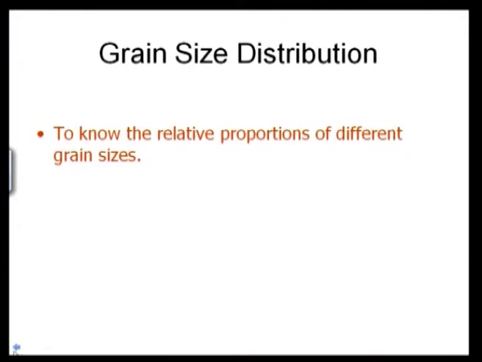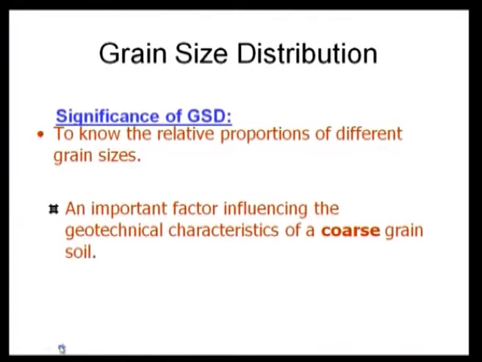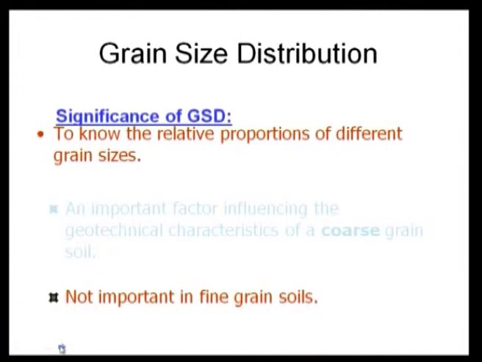First one is your grain size distribution. If you look here, the significance of grain size distribution means to know the relative proportion of different grain sizes. It is an important factor influencing the geotechnical characteristics of coarse grain soil, not important in fine grain soils.